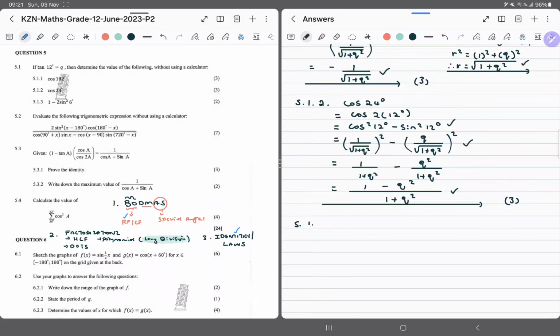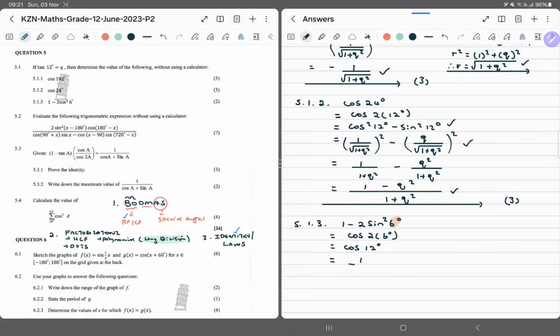So let's do 5.1.3. This one, we are given 1 minus 2 sine squared 6 degrees. What is this? We can see that this angle is half of 12. So this is a double angle identity, expansion. Of course, perhaps 2 times 6 degrees. So this is the same as the cos of 2 times 6 degrees. So if it is expanded, we contract it. And this is the same as cos of 12 degrees.